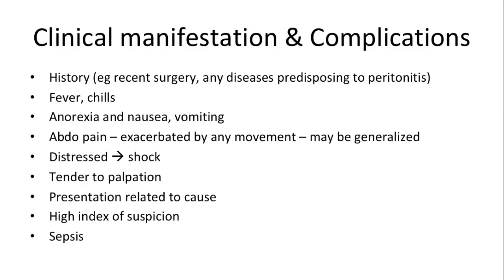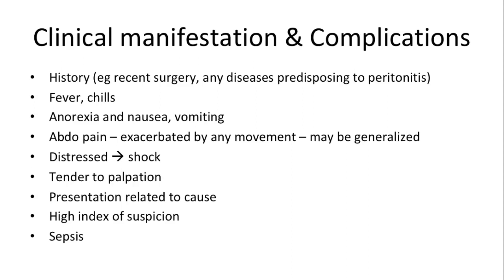Clinical manifestations and complications of peritonitis can be non-specific, but there are some features that can be quite suggestive. First of all, you need to make sure that when you take history, you cover all the risk factors, any diseases that might predispose to peritonitis, any recent surgery, for example. Patients can have fever, chills, anorexia, nausea, vomiting, but probably the majority of patients will have abdominal pain, which can be quite severe, can be exacerbated by any movement, and may be generalized. In extreme cases, patients may be distressed and may even present in shock.